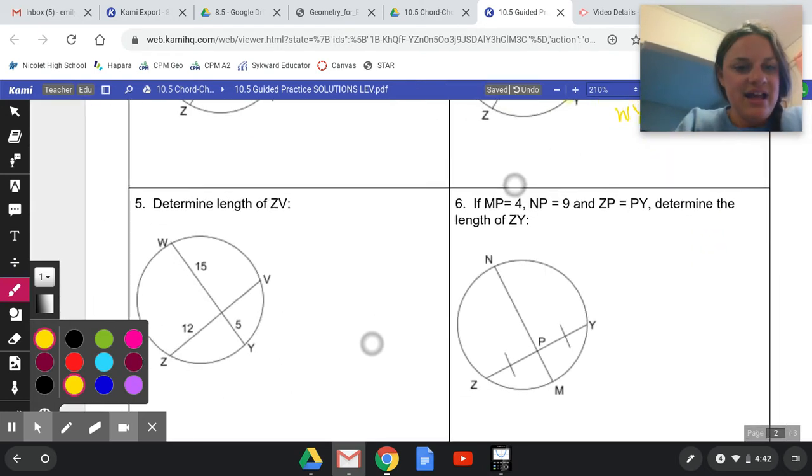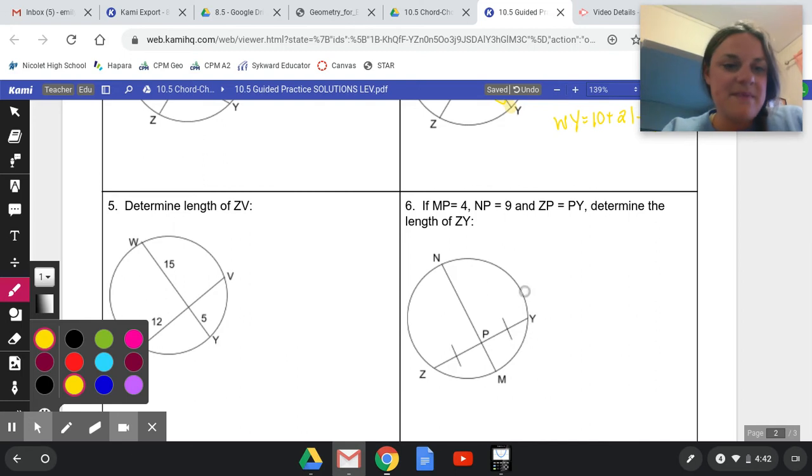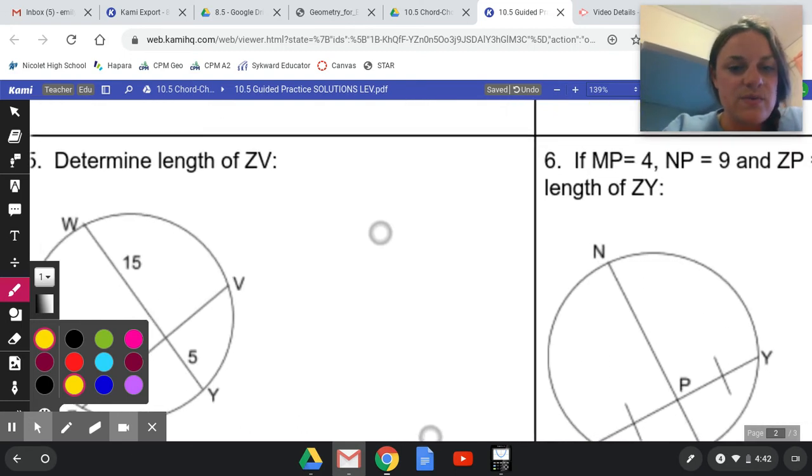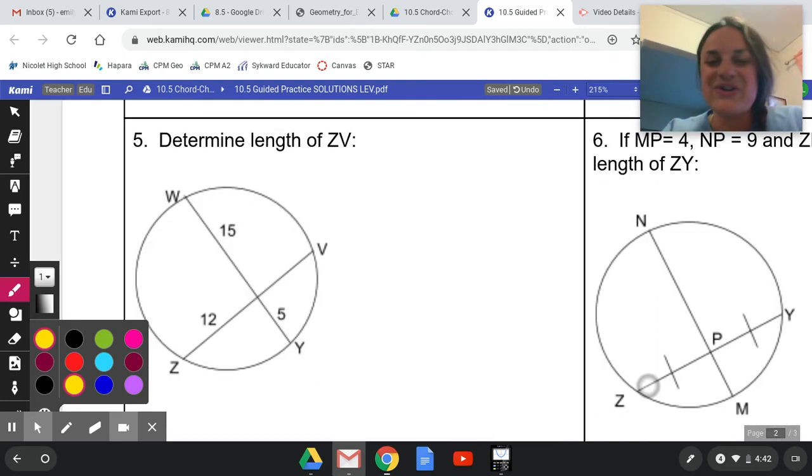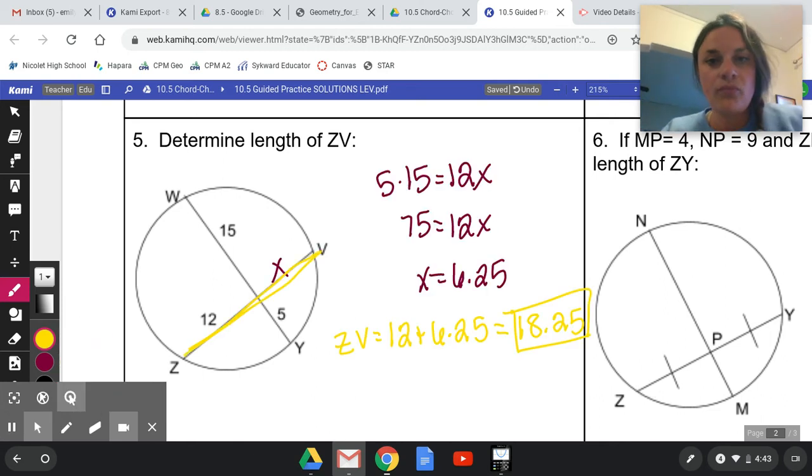All right. Next, same skill right here. Why don't you guys try this one on your own? All right. Pause the video, see if you can do it. Okay, I went through, did my multiplication. I found that x, that little part, is equal to 6.25. Adding that to 12, I get 18.25 is that full length of ZV.